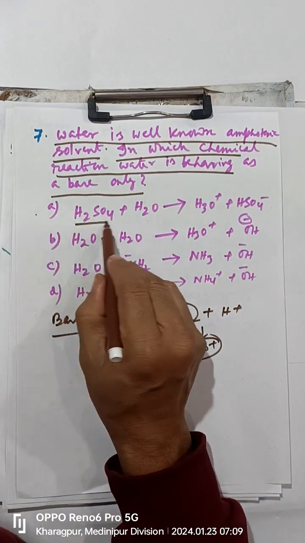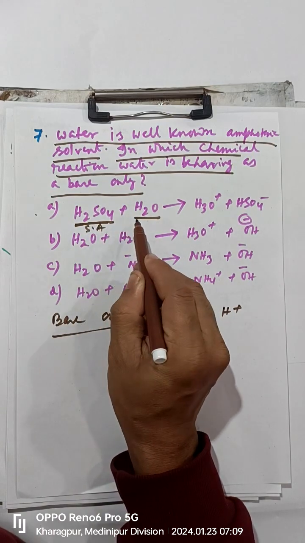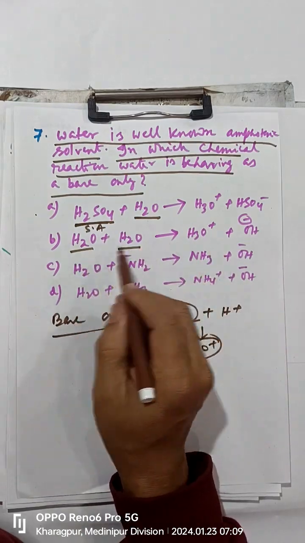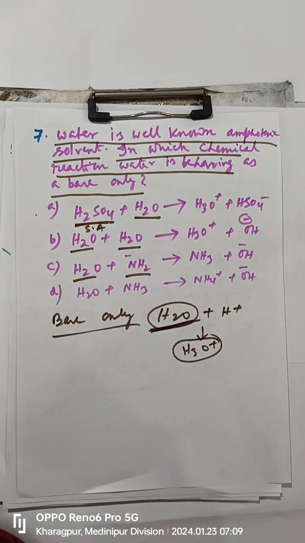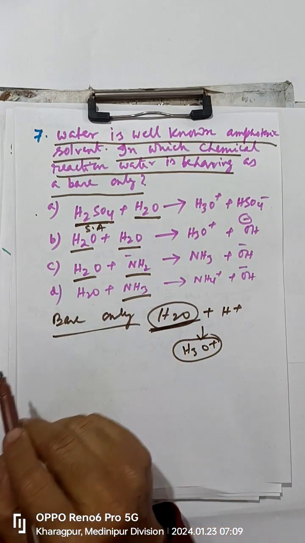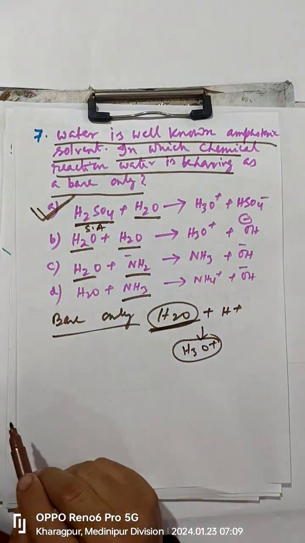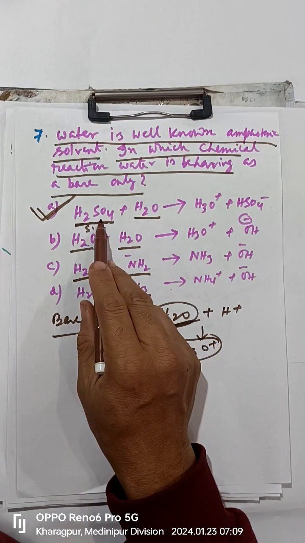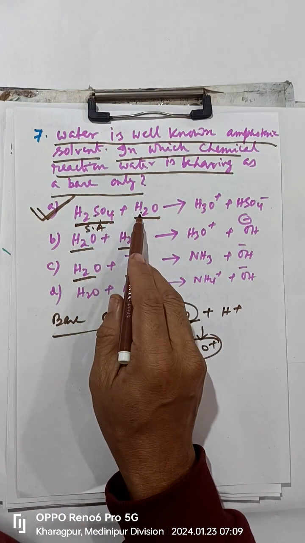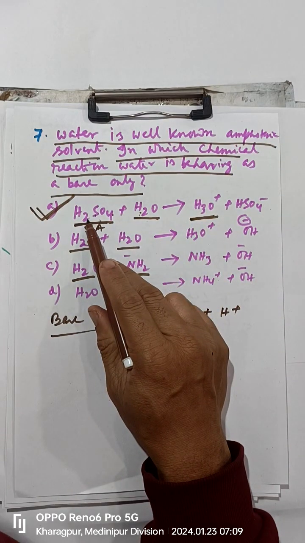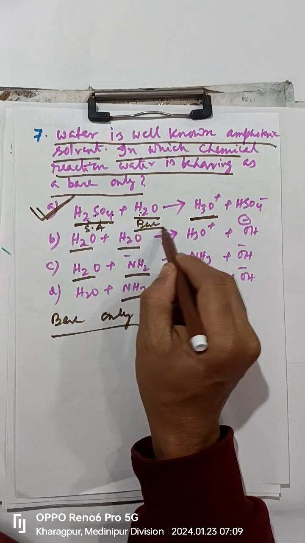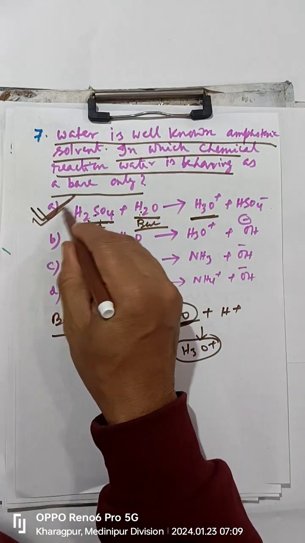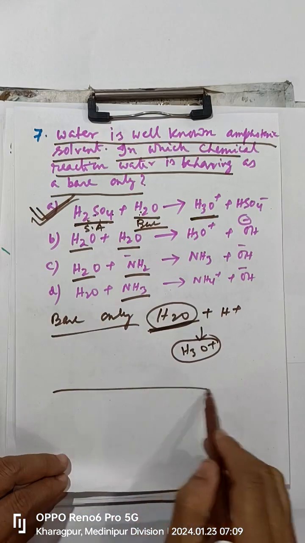In the first option, here H2SO4 with water, H2SO4 is a very strong acid. In another option, water with water is known as autoionization or self ionization. Here water is present with a base, not an acid, NH2 minus, and the other is also a base. So option A will be the correct option, where water is behaving as a base. Water is accepting one H plus ion to form H3O plus, and H2SO4 is releasing one H plus ion, so it acts as an acid. So the option will be option A. This is the correct answer.